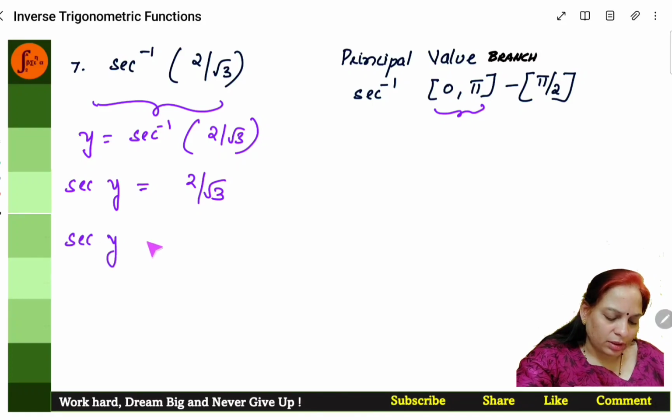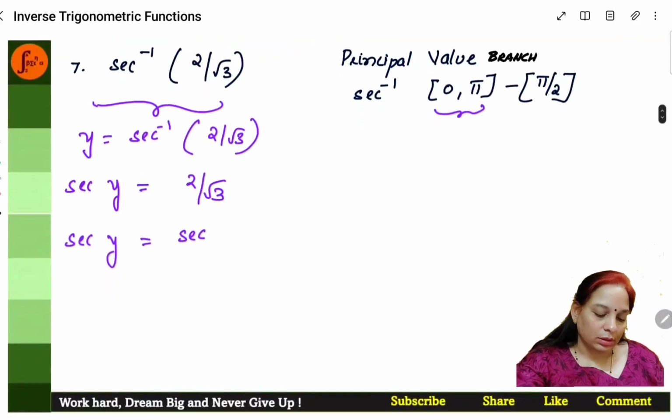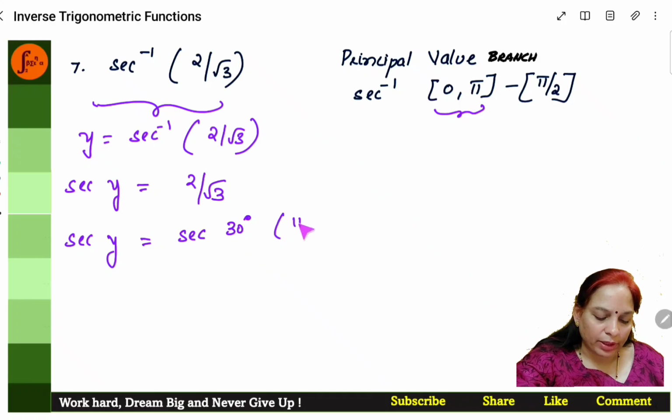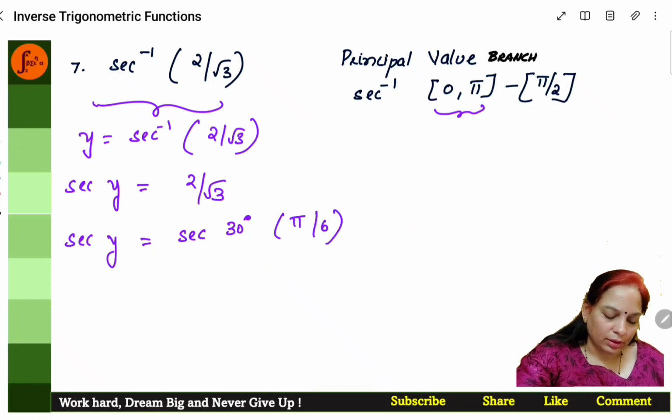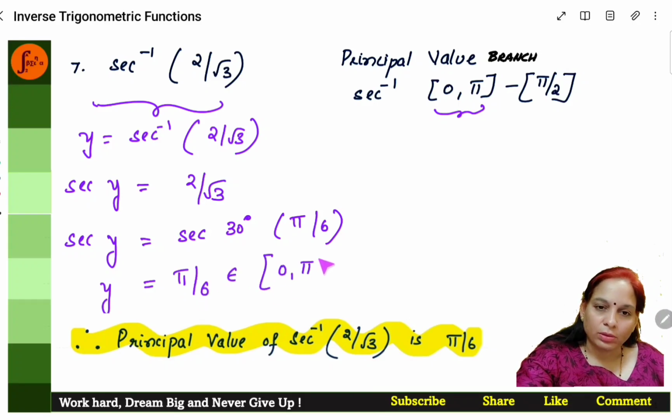So secant y is 2 by root 3. In the trigonometric chart, this is secant 30 degrees, and 30 degrees is nothing but pi by 6. So y is equal to pi by 6, and this belongs to 0 to pi.